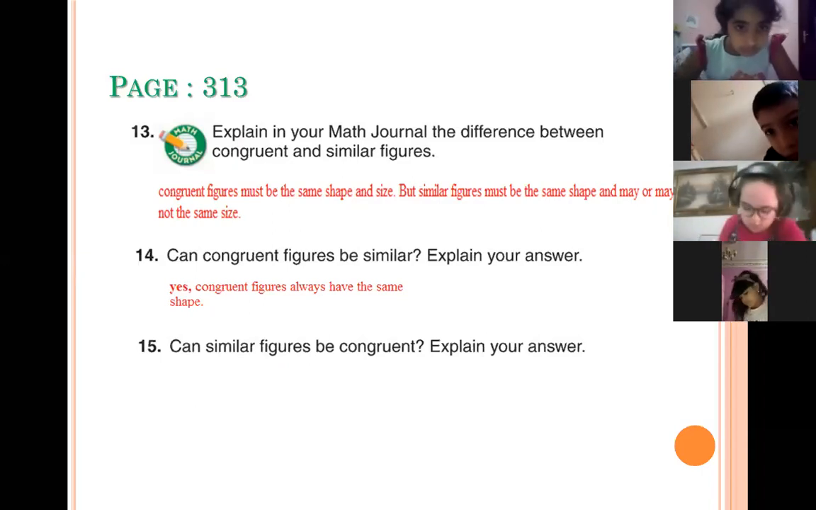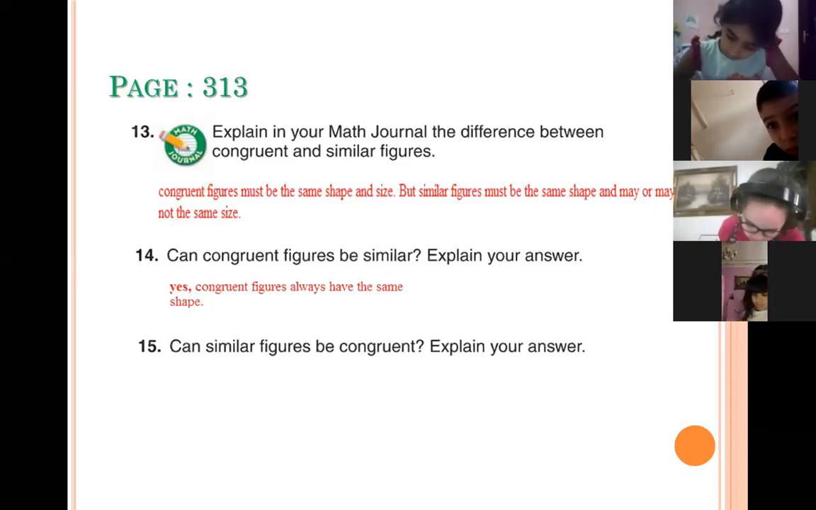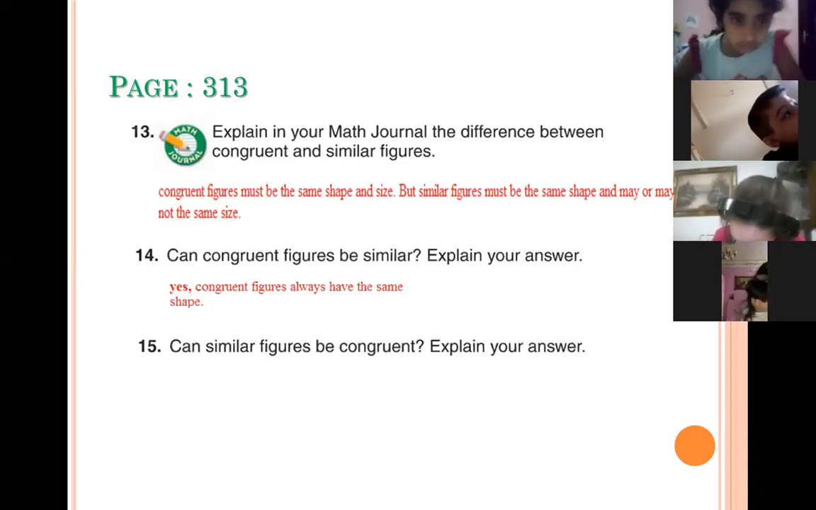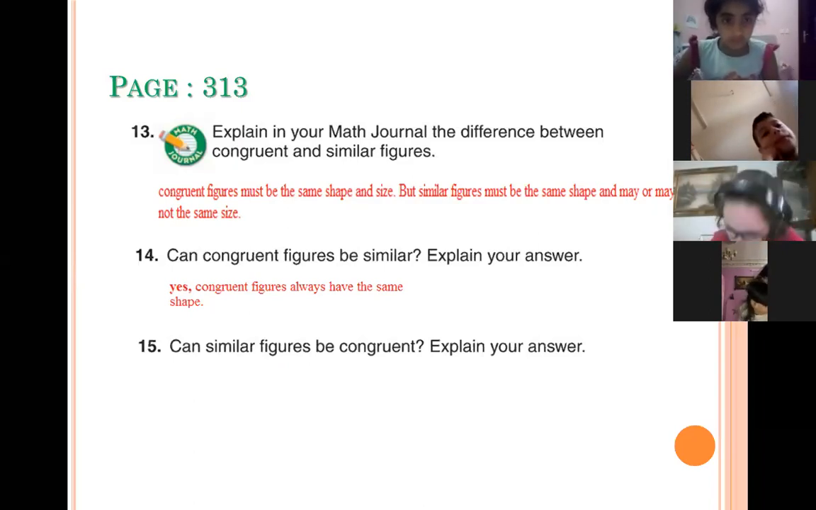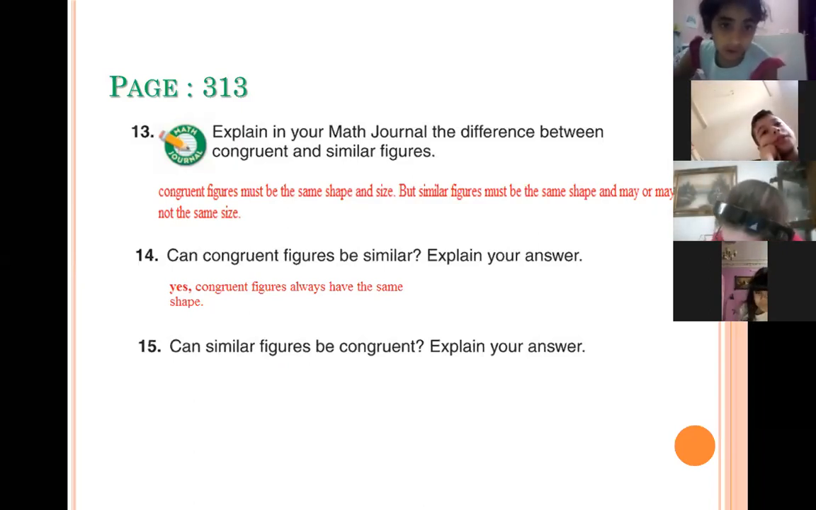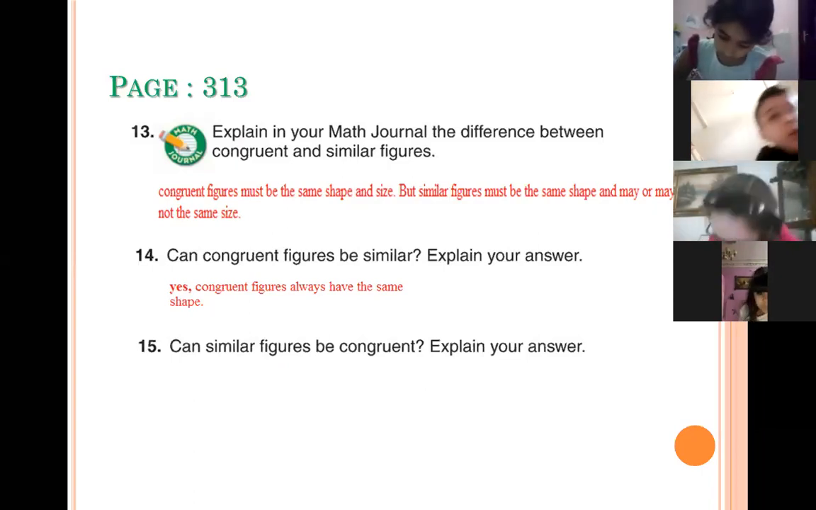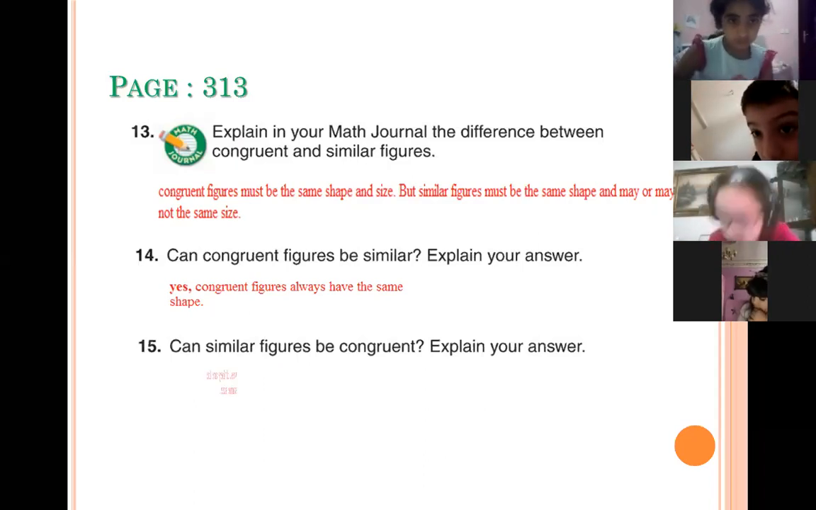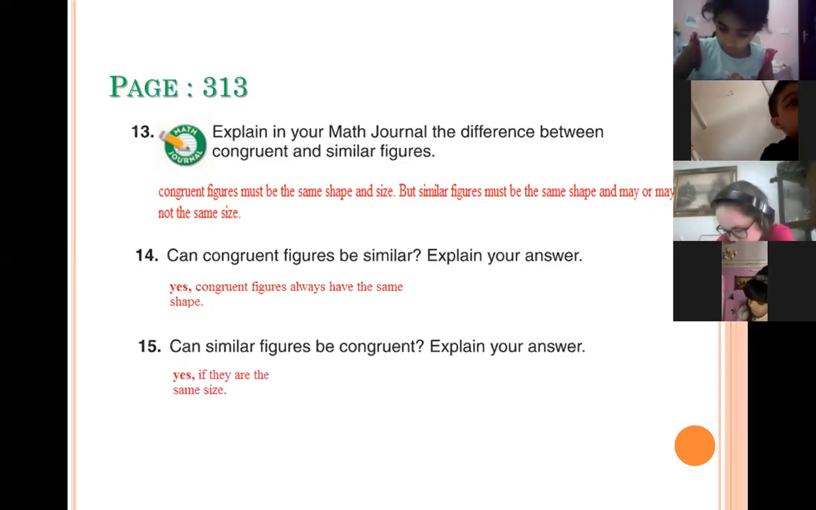Number 15, can similar figures be congruent? Similar figures must be the same shape, and may or may not be the same size. If I have the same shape and same size, so yes. Can similar figures be congruent? Yes, if they are the same size.